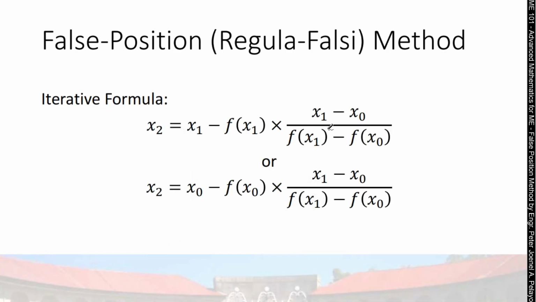So, ang iterative formula natin is x2 is equal to x1 minus f of x1 times x1 minus x0 all over f of x1 minus f of x0, or pwede naman natin gamitin na x2 is equal to x0 minus f(x0) times x1 minus x0 all over f(x1) minus f(x0). So, pinagkaiba lang niya is ito, x1 minus f(x1) yan. Ito, x0 minus f(x0). Pero pareho lang ang lalabas diyan.